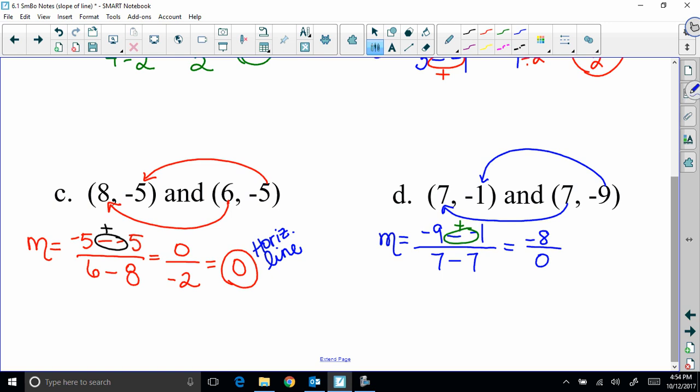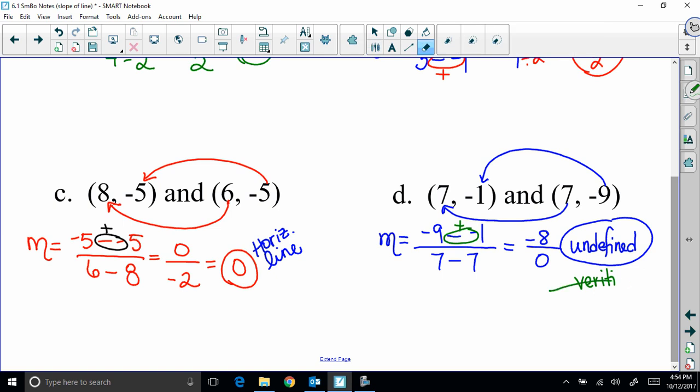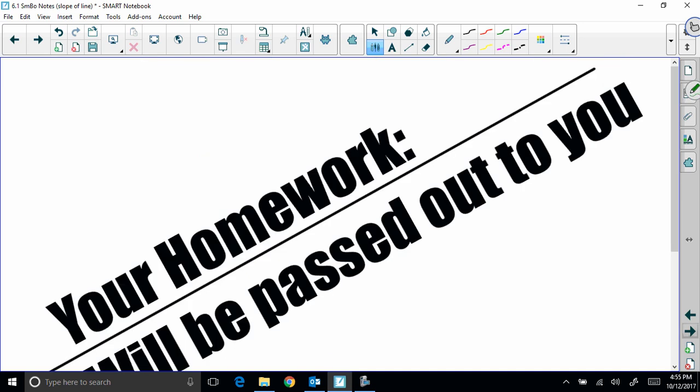Now, if you did -8 divided by 0 on your calculator, you would get an error, which means I can't ride my bike on that line, which means undefined. You cannot divide by 0. That's an undefined slope. If you graphed those points, your line would be a vertical line for an undefined slope. Okay, so that's how you find the slope between 2 points.